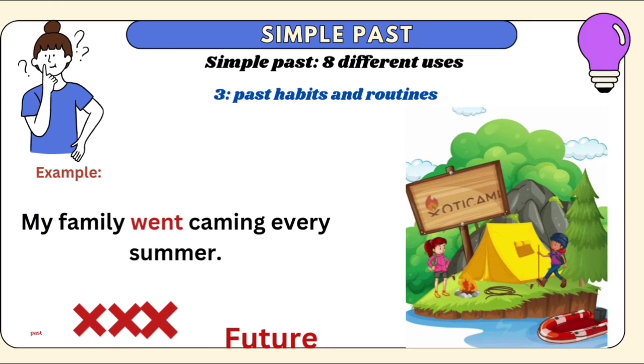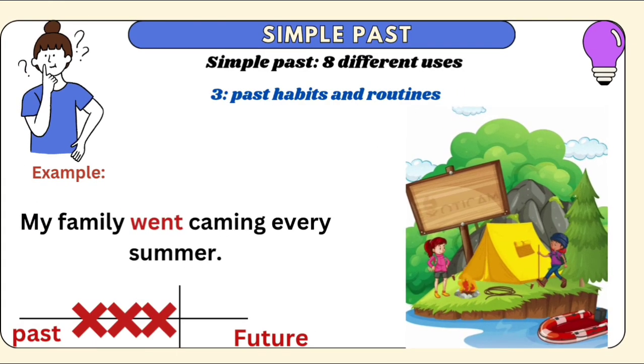Number 3, past habits and routines. For example, my family went camping every summer. It was our habit in the past. Every single summer in the past, my family and I, we all went camping together.